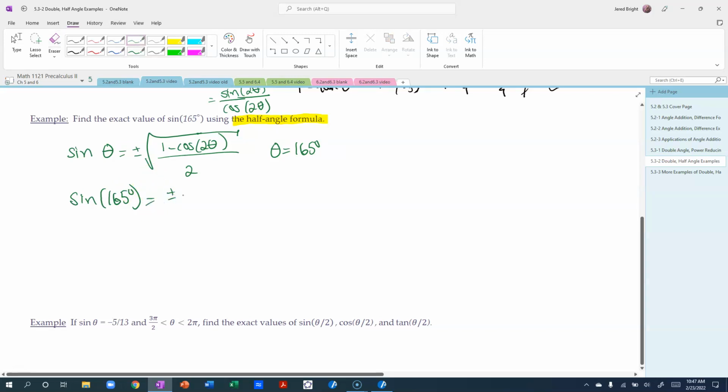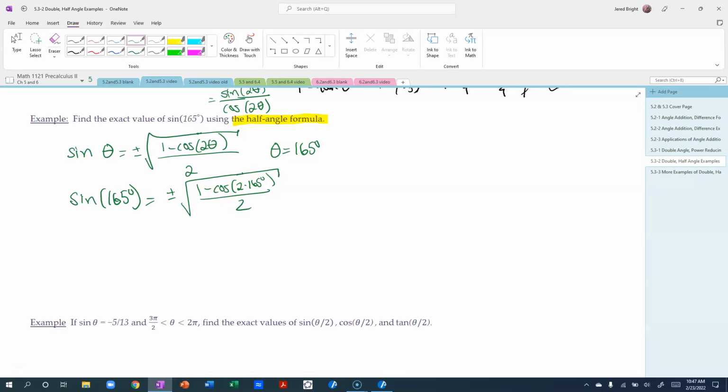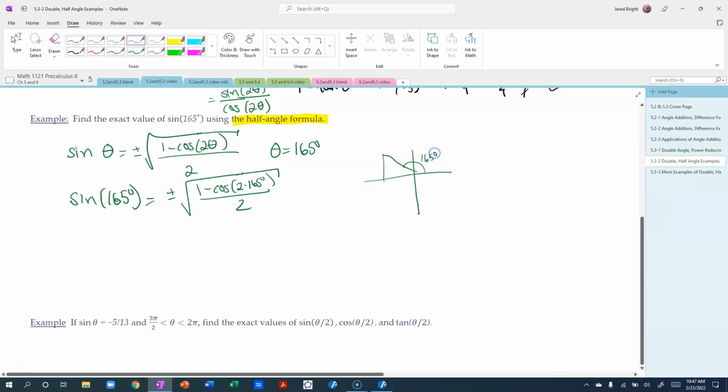Okay, square root of 1 minus cosine of 2 times 165 degrees all over 2. Now before I move on, I believe I have enough information to determine whether it's plus or minus, right? 165 is an angle in quadrant 2. So I'm saying this is 165 degrees. In quadrant 2, sine is positive, so I'm going to use the positive here.